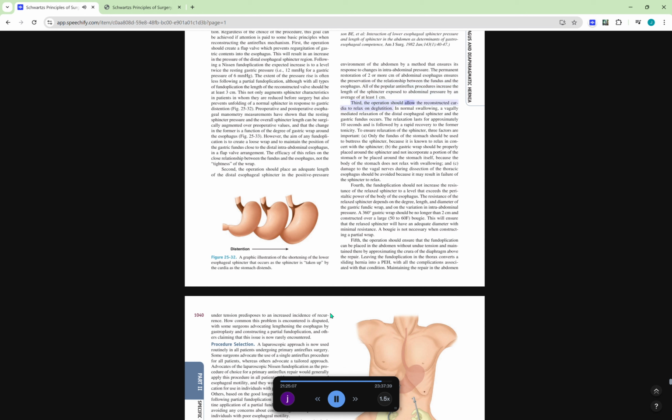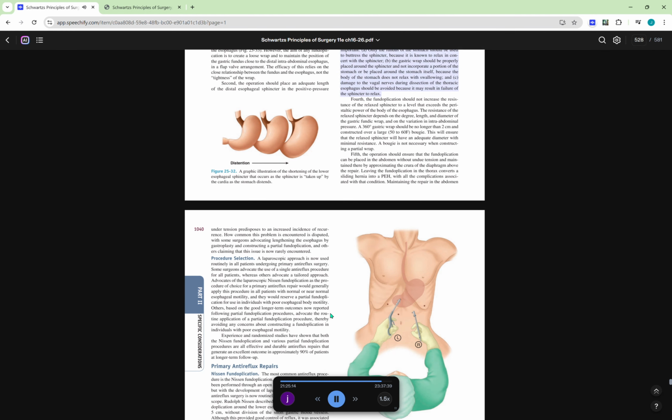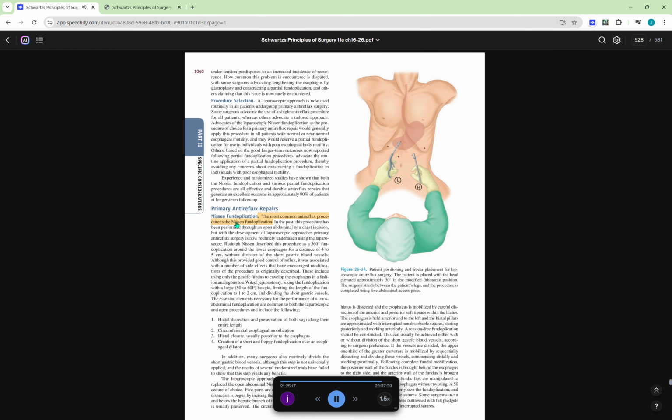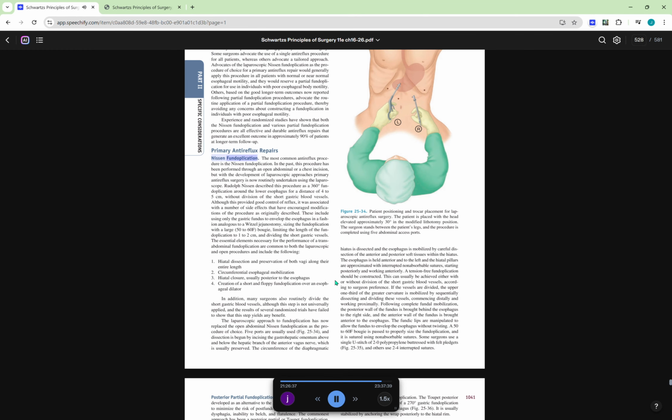Third, the operation should allow the reconstructed cardia to relax on deglutition. In normal swallowing, a vagally mediated relaxation of the distal esophageal sphincter and the gastric fundus occurs. The relaxation lasts for approximately 10 seconds and is followed by a rapid recovery to the former tonicity. To ensure relaxation of the sphincter, 3 factors are important. Only the fundus of the stomach should be used to buttress the sphincter. Nissen fundoplication.